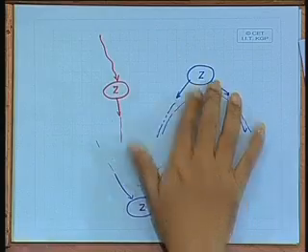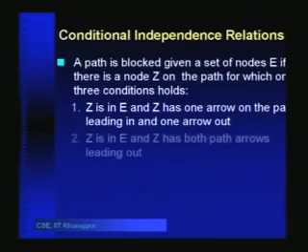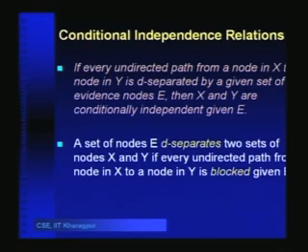Now, these are the cases where Z blocks the path, and we say that if Z blocks the path, then the set of nodes E d-separates two sets of nodes X and Y if every undirected path from a node in X to a node in Y is blocked given E. Let us take an example.